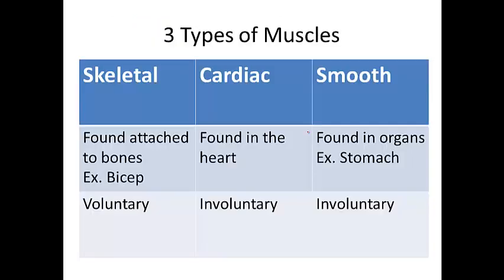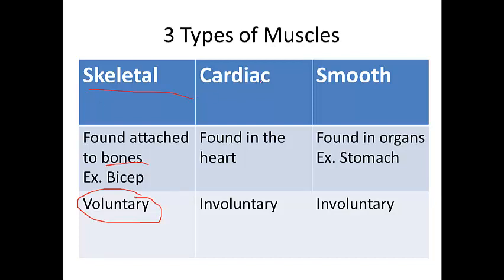The last thing that we're going to talk about is our 3 types of muscles. There are 3 types of muscles: skeletal, cardiac, and smooth. Skeletal muscle is found attached to your bones, hence the word skeletal. It's attached to your skeleton. This is considered voluntary, and it's the only type of muscle that is voluntary. That means that you control it. So if I wanted to slap someone across the face, that's using my skeletal muscles.